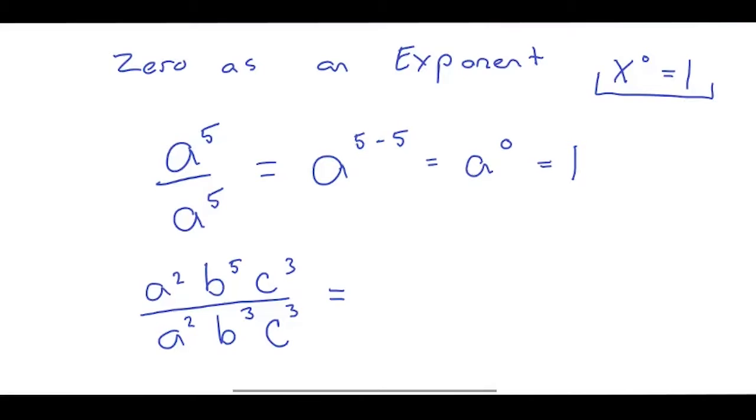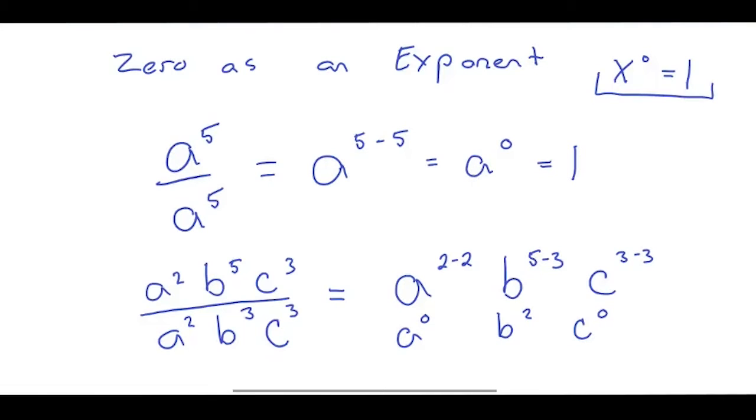All right, down here I have a squared times b to the 5th times c cubed divided by a squared, b to the 3rd, and c to the 3rd. So if I write that out, I will write that out as a to the 2 minus 2, b to the 5 minus 3, and c to the 3 minus 3. Well, that gives me a to the 0, b to the 2nd, c to the 0.